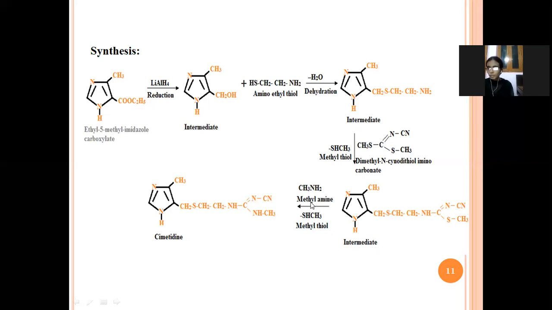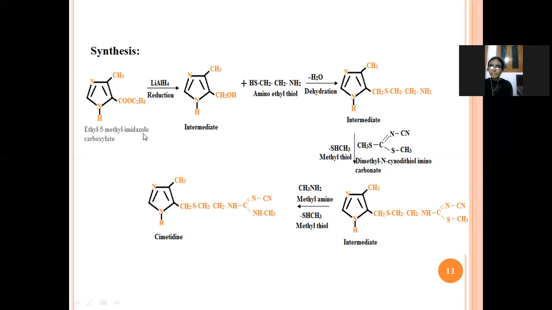So in the presence of methylamine, the methyl thiol is eliminated. So the methyl thiol means here, from the intermediate product C, the methyl group and here the SH group is eliminated to get the drug cimetidine.